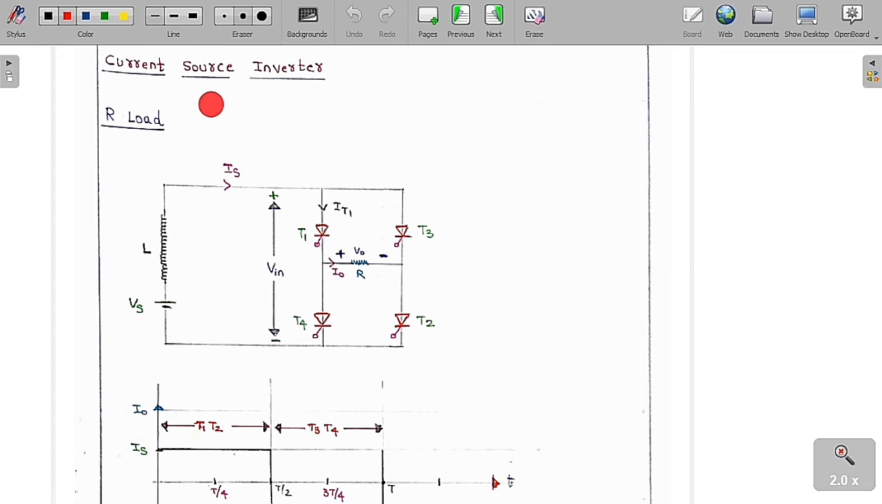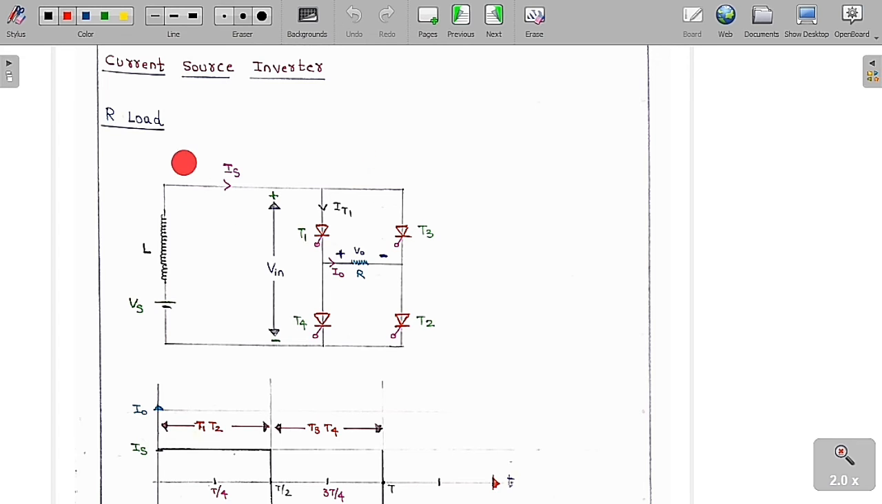Now we are going to discuss the current source inverter. I have already told you that in the current source inverter, the current in the output load will always be a constant waveform irrespective of the load elements, but the voltage waveform is going to change. So freewheeling diodes are not at all necessary in the current source inverter. That is the current source inverter.